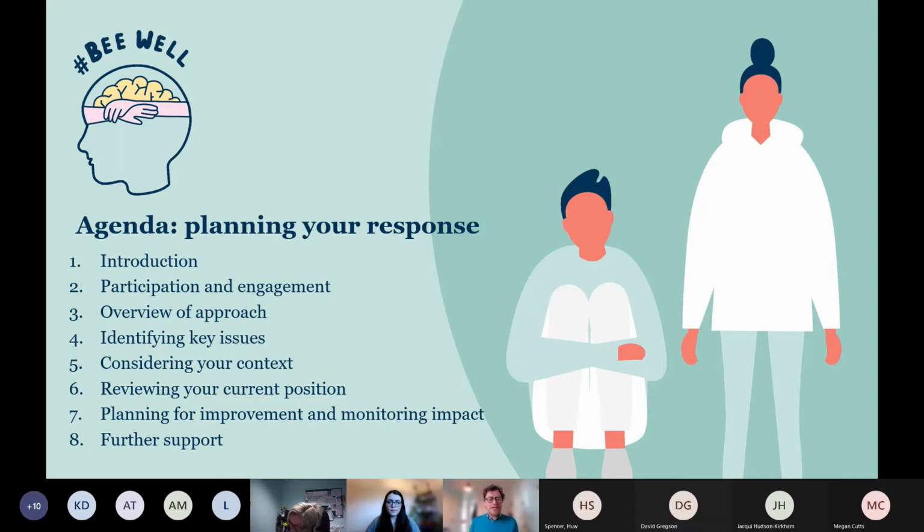So we'll think about identifying key issues, considering your context. Every school's different and the context is incredibly important when thinking about what the data's saying and how to respond to it. So thinking about reviewing your current position, where are you now, where to go next, leading into planning for improvement and thinking about how the impact of those improvements are going to be monitored. And then I'll take you through some of the further support that is on offer.